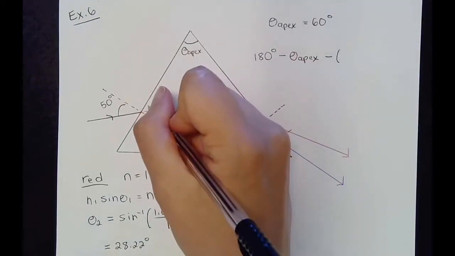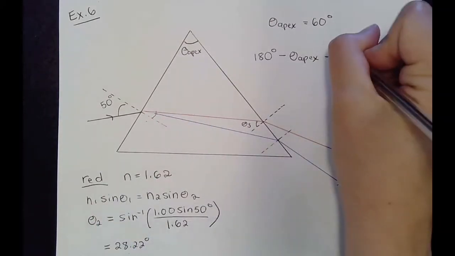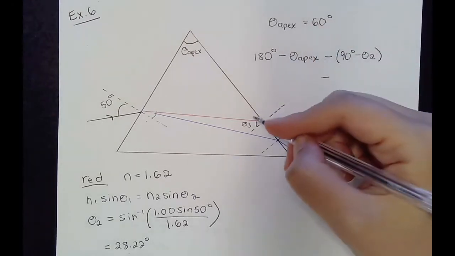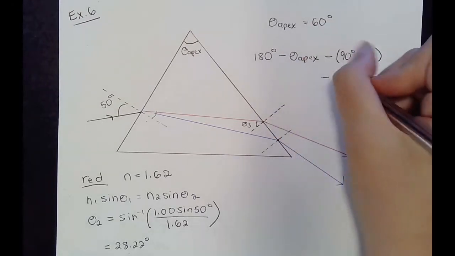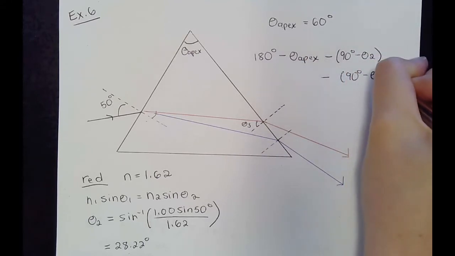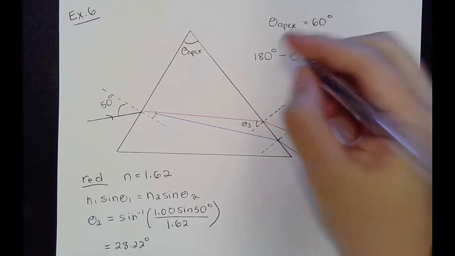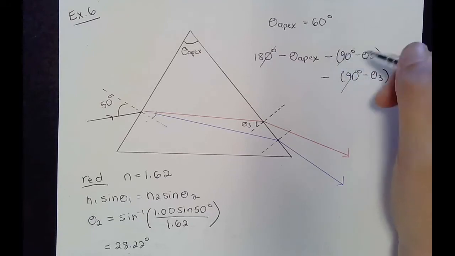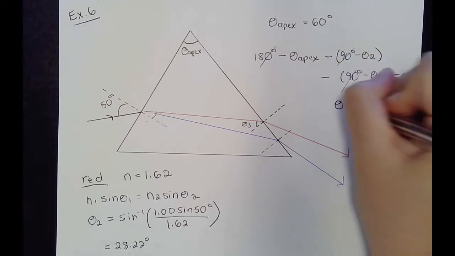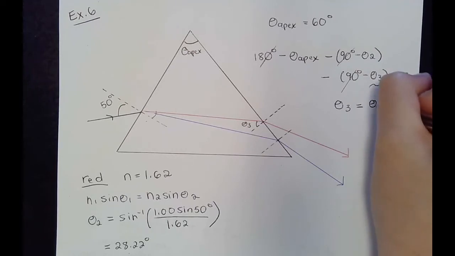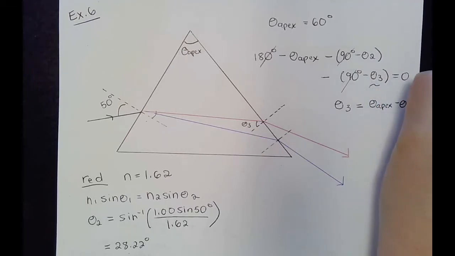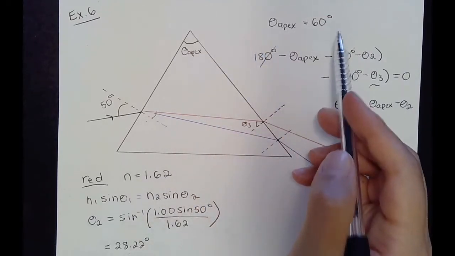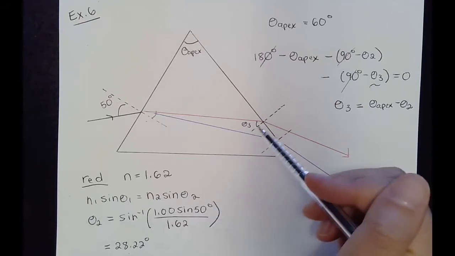This angle is 90 minus the one we found, so 90 minus theta 2. And then also minus this angle. So this angle is going to be 90 minus theta 3. This equals 0. So notice we have 180 minus 90 minus 90. And then if we solve for theta 3, we get theta 3 equals theta apex minus theta 2. So we can take our apex angle, which in this case is 60 degrees, and subtract 28.22 to find theta 3.